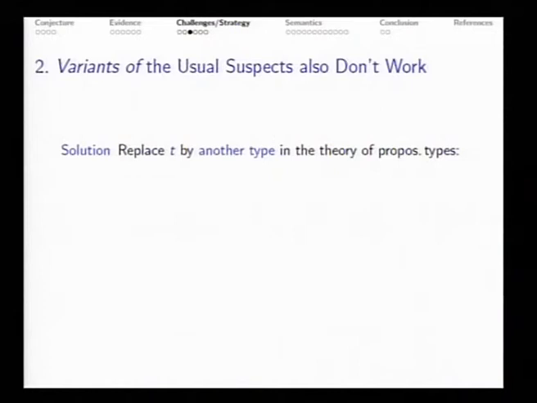One possible solution to this problem would be to simply replace the type T in Henkin's theory of propositional types by another type, for example, by the primitive type O from the first couple of slides in my talk. But a problem that we then encounter again is that unless we identify the type O with the truth value type T, the standard truth functional connectives and quantifiers will no longer be available.